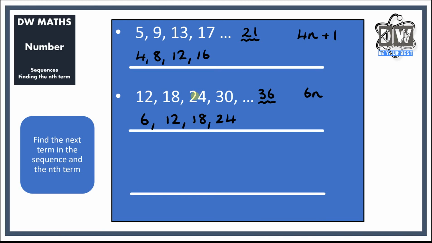I've got 18, I need to get to 24. What do I have to do? I've got to add 6 each time. So that's all I do. And I've got my nth term formula. Last but not least, here we go.